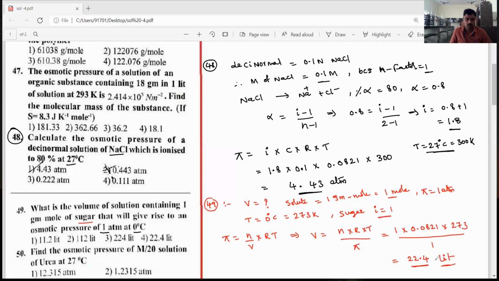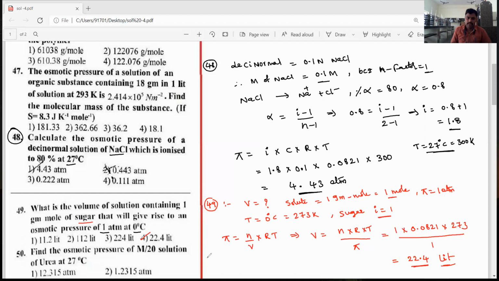22.4 liters of the solution is present for 1 mole of solute under STP conditions. The temperature is 0 degrees or 273 Kelvin, and the pressure or osmotic pressure is 1 atmosphere. Under STP conditions, the volume occupied by 1 mole is automatically 22.4 liters only. So the answer is the fourth option.